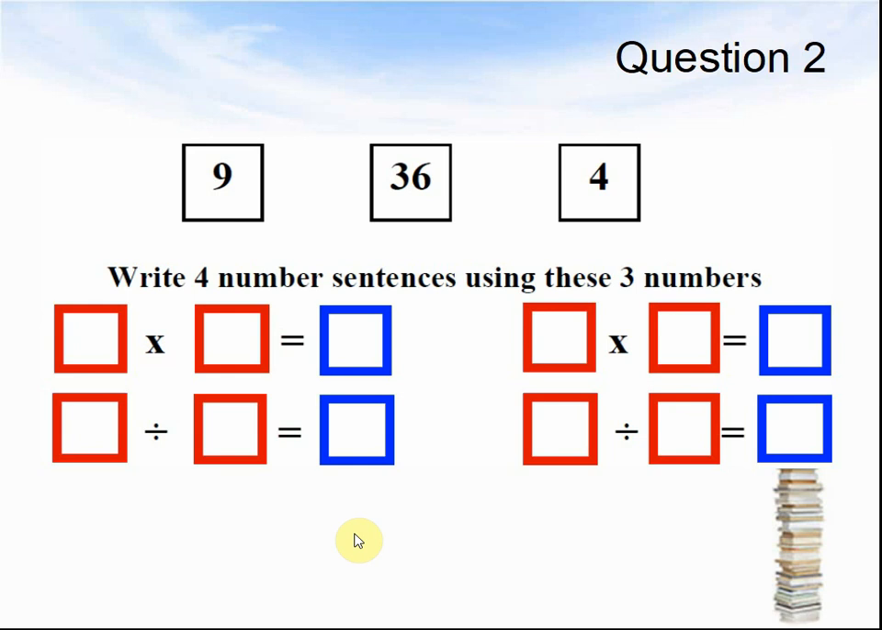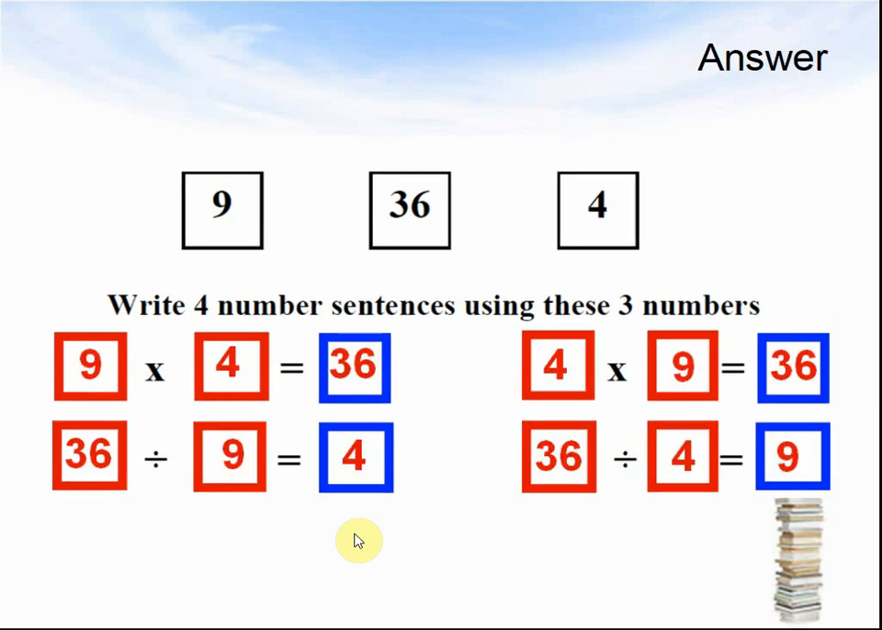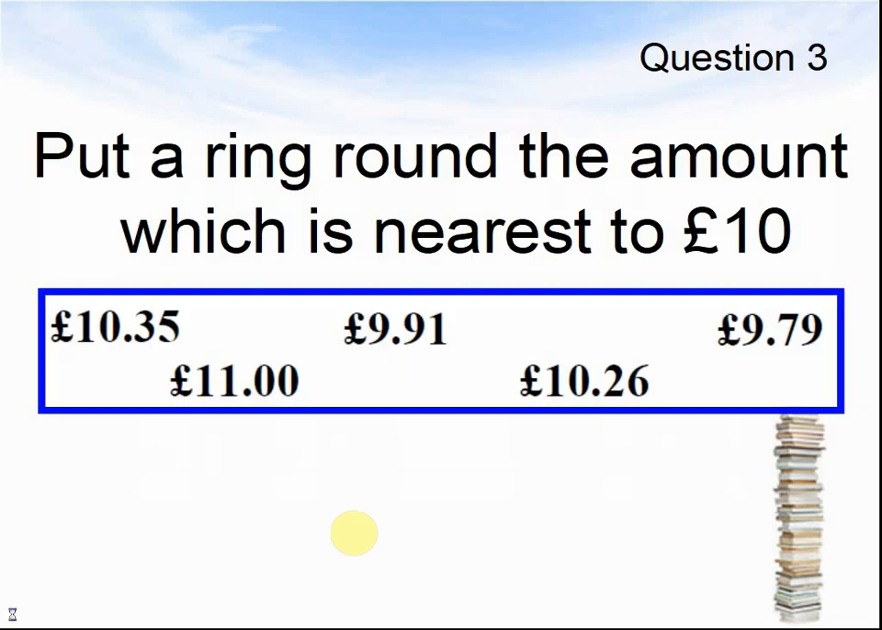Here come the answers. 9 times 4 equals 36. 4 times 9 equals 36. 36 divided by 9 equals 4. 36 divided by 4 equals 9. Let's look at the next question.